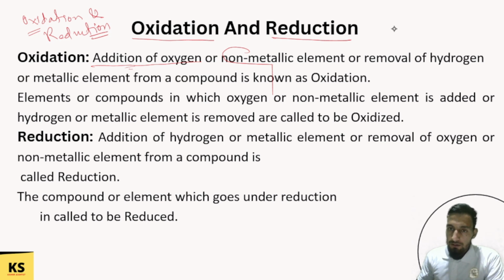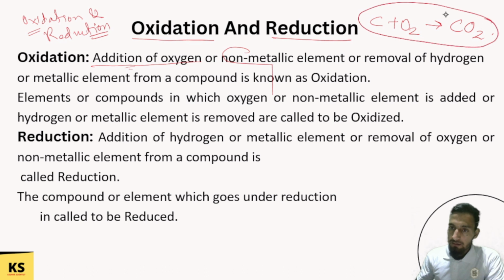When we add oxygen to something, for example, C plus O2 gives us what? CO2. This type of reaction is called what? This is called oxidation. Why? Because we are adding oxygen to this element. Addition of oxygen or a non-metallic element. Now we learned what? Addition of oxygen.